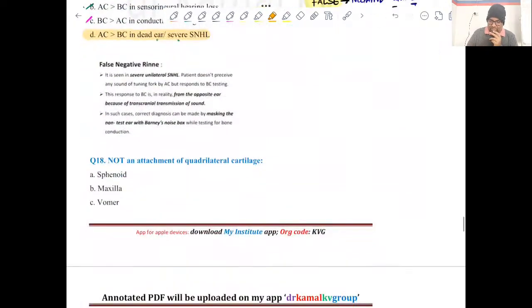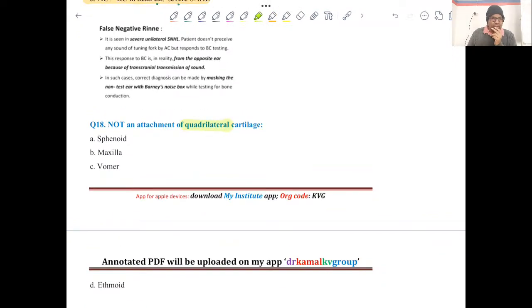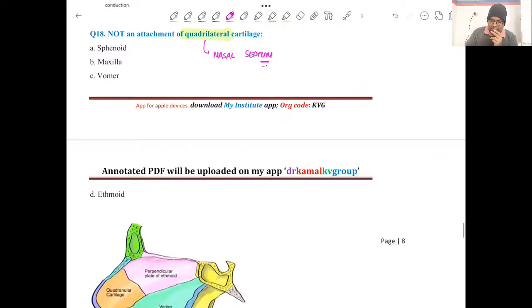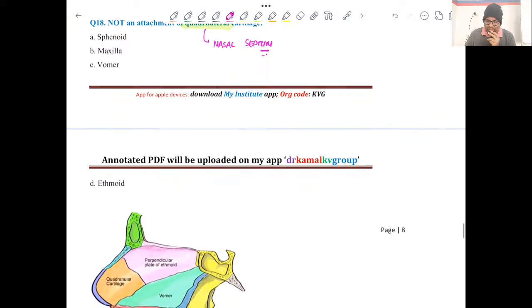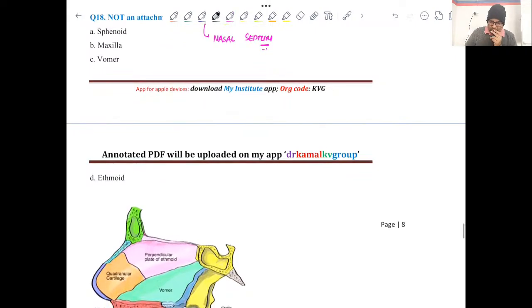Then moving forward, which is not an attachment of quadrilateral cartilage. I think most of you can understand where this is, in the nasal septum. Okay, so nasal septum has two parts, bony part and cartilaginous part. Now to answer this, let us take the help of an image to see which of the bones is not connecting with the quadrilateral cartilage. So if you see here, this one is the quadrangular cartilage.